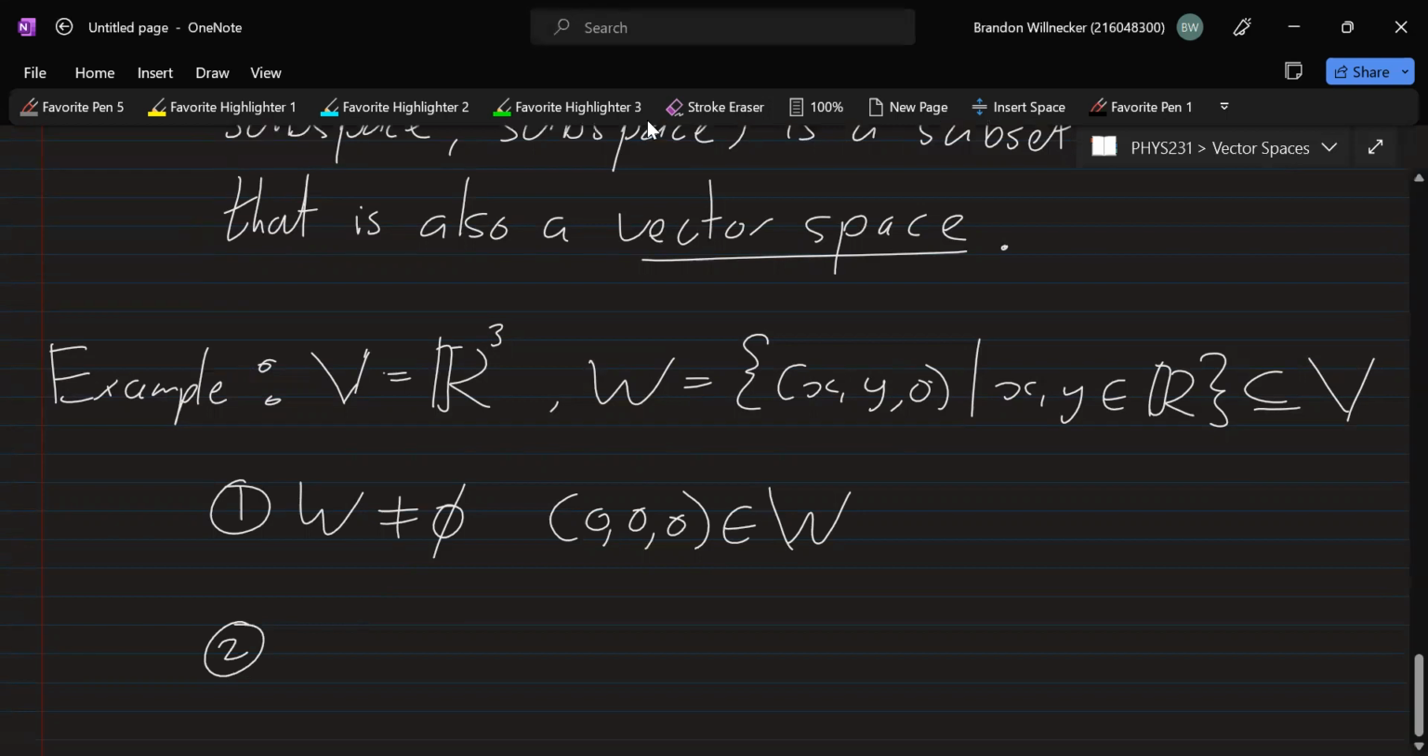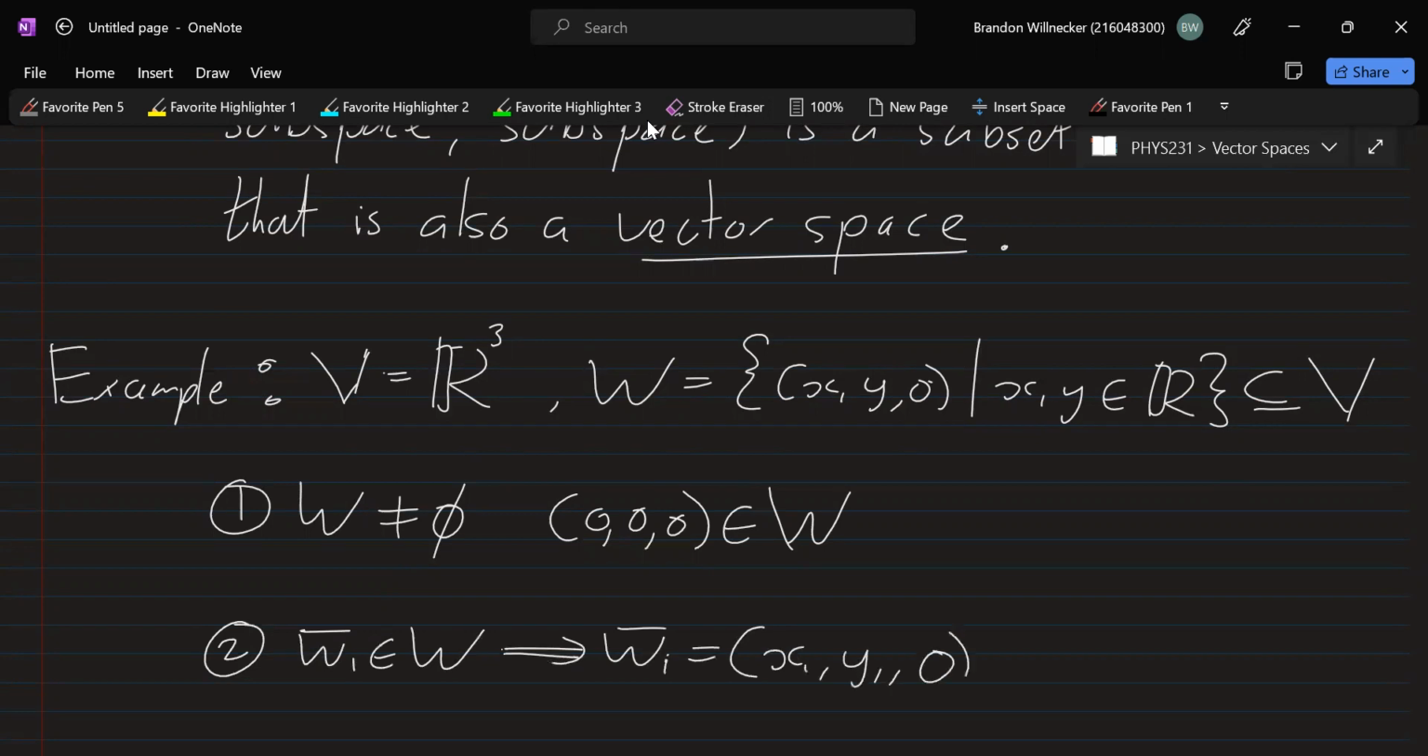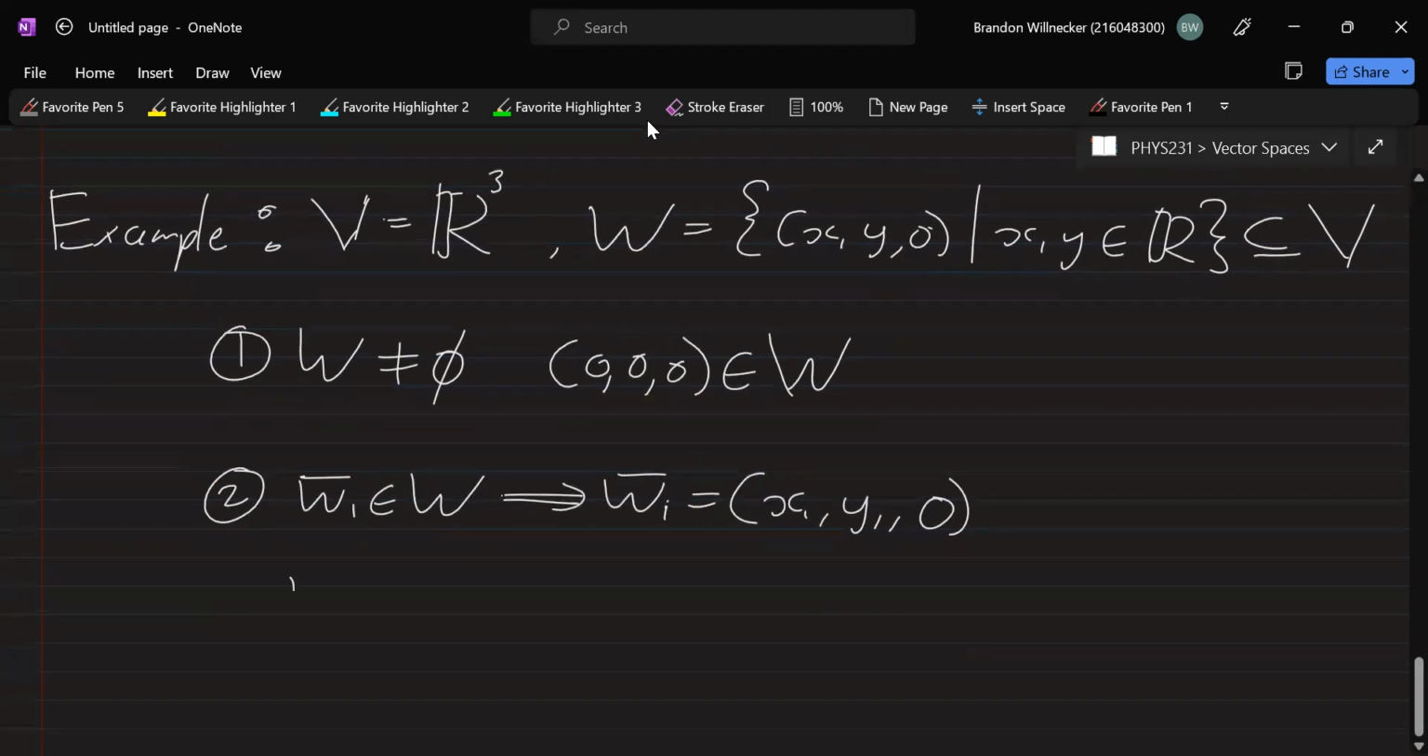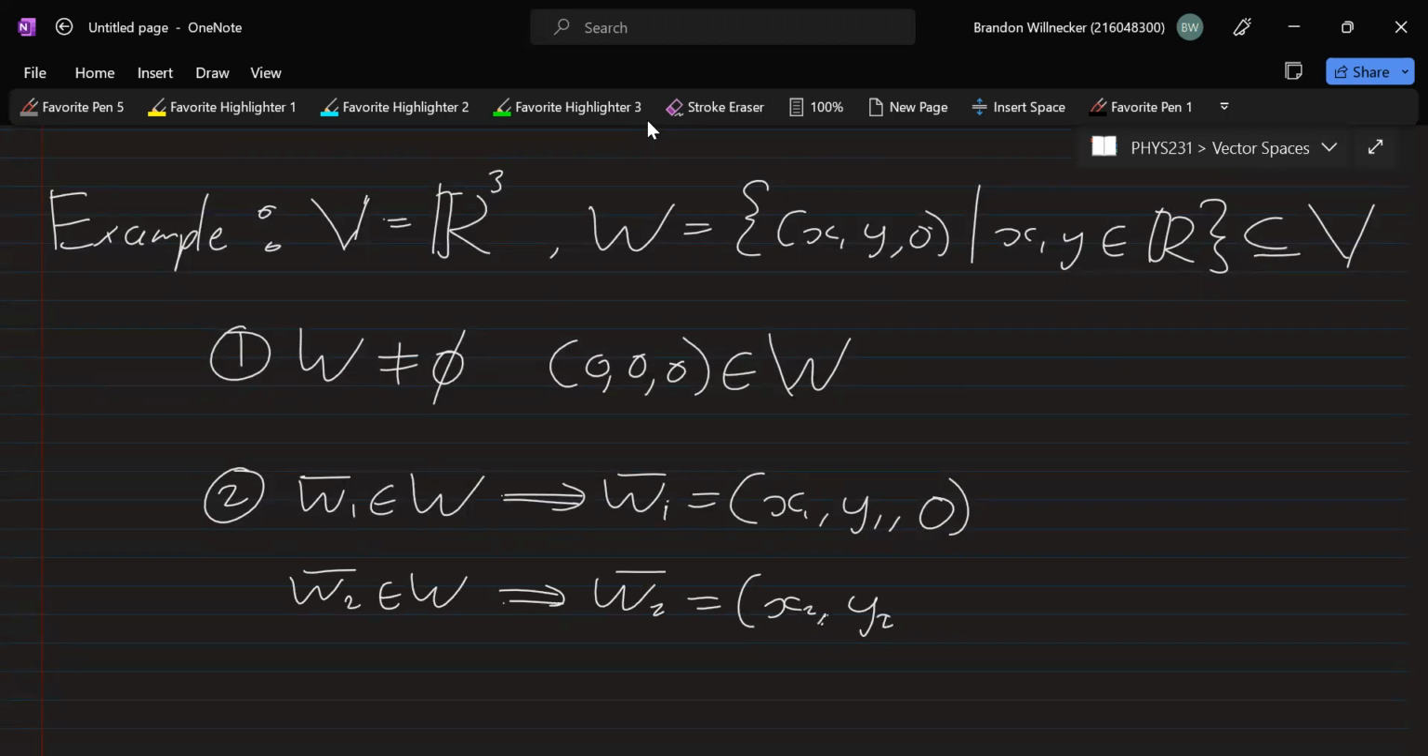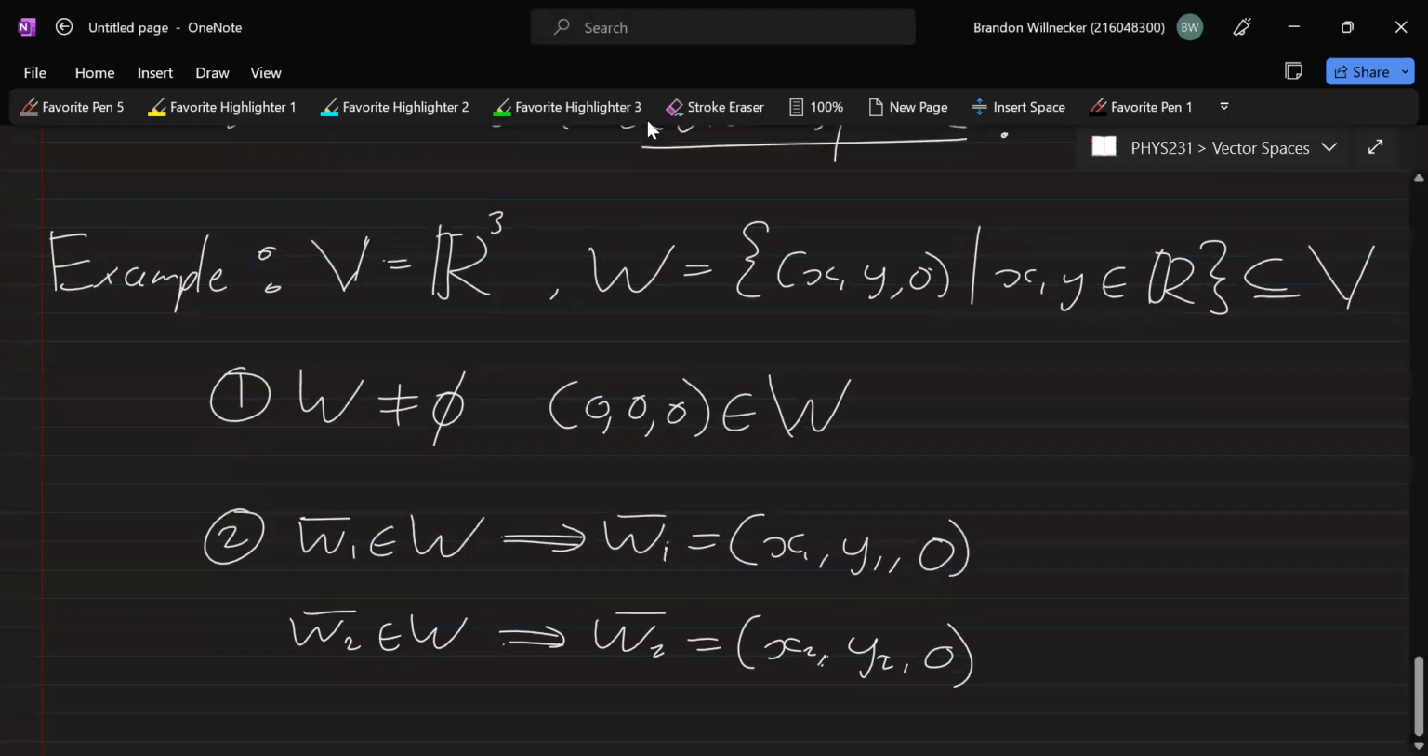Okay, so let's pick one. W1 is an element from W, which means we can write it as X1, Y1, and 0. W2 is from W, so we can write W2 as X2, Y2, and 0. Now, if we add them together, it should satisfy the condition to be inside W.